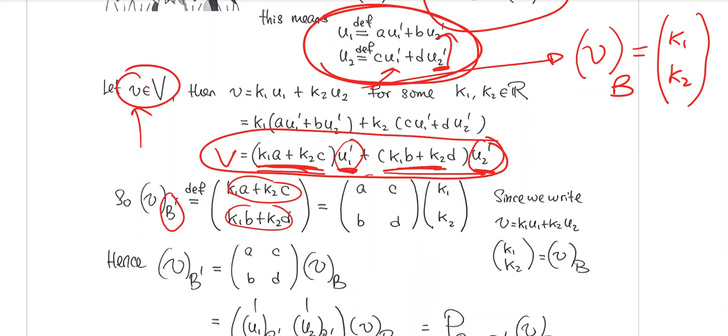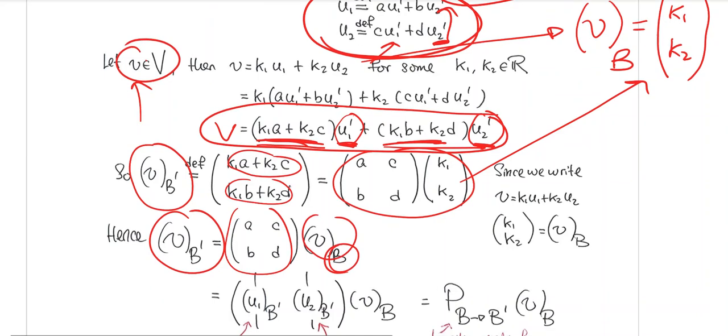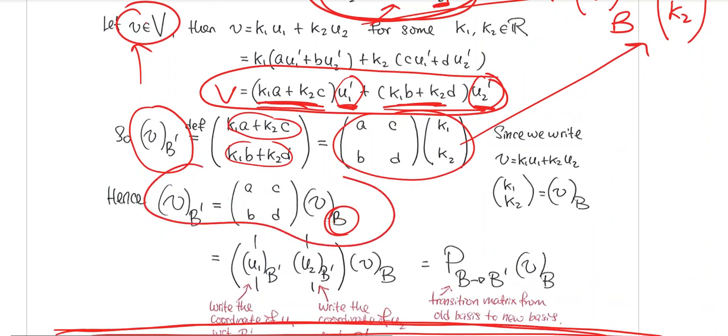And this is written as a matrix product like this. Let me say that again. This is written as a matrix product like this. And what is this? We know that already, right? And so you will see that V_B prime is this matrix multiplied by V_B, the coordinates V_B. So that's how it goes.